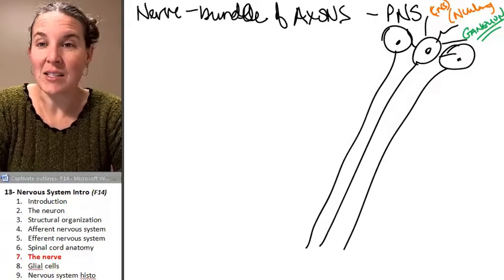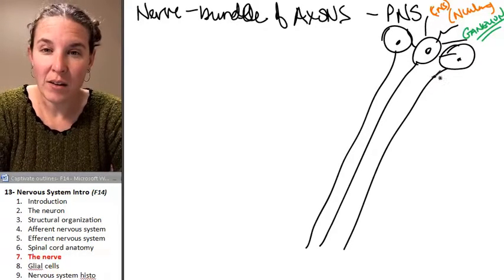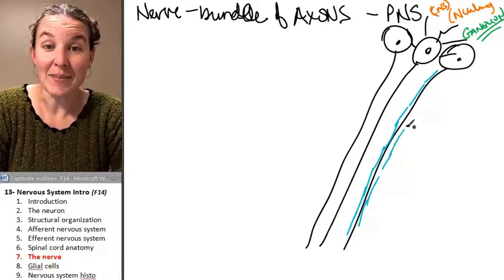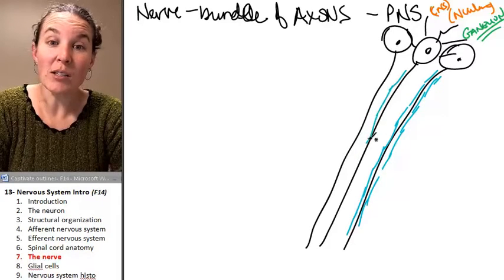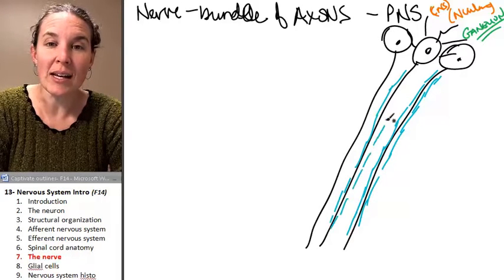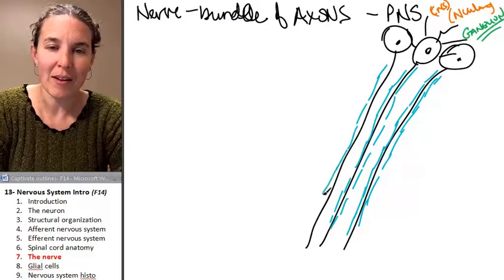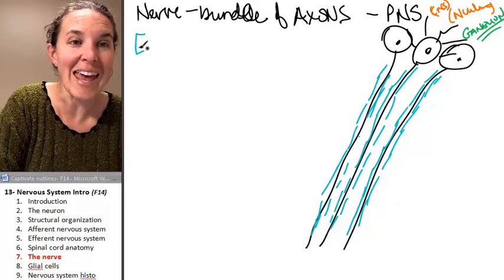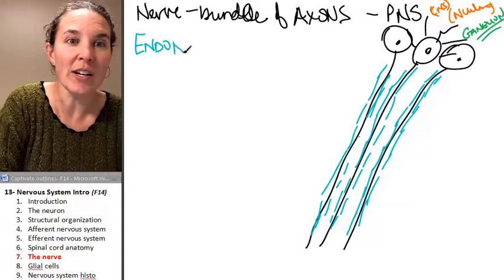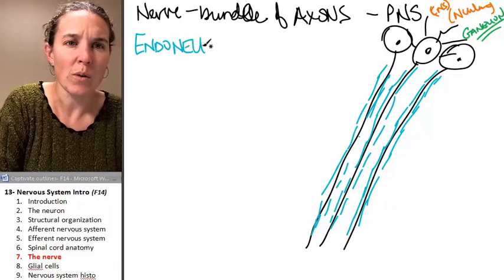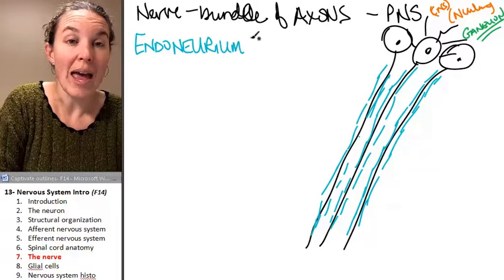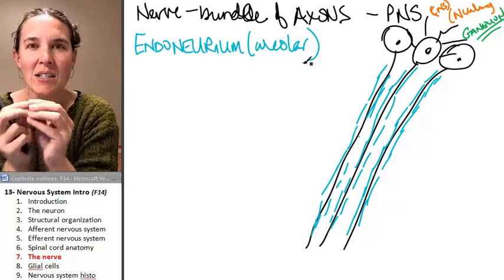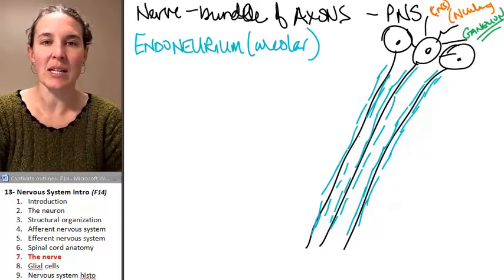All it is is a bundle of axons. We have each individual axon, whether it's myelinated or not. Regardless, each one is surrounded in a little connective tissue sheath that is made up of areolar connective tissue, and it's called the endoneurium. And each individual axon is surrounded by that areolar connective tissue.